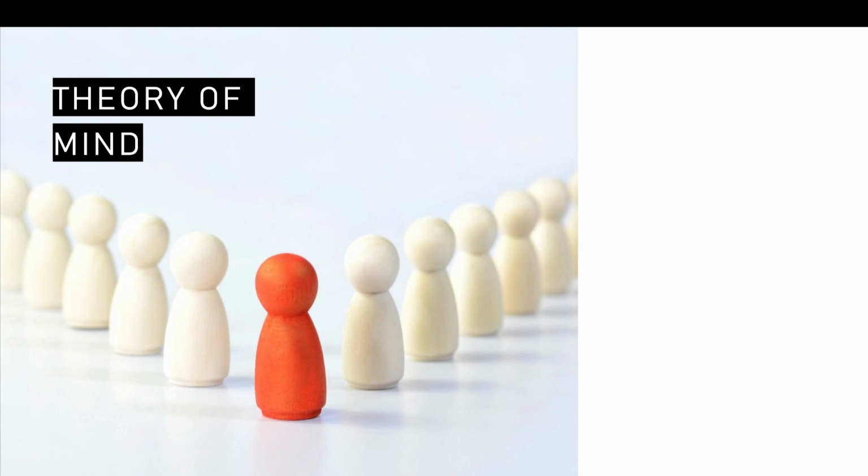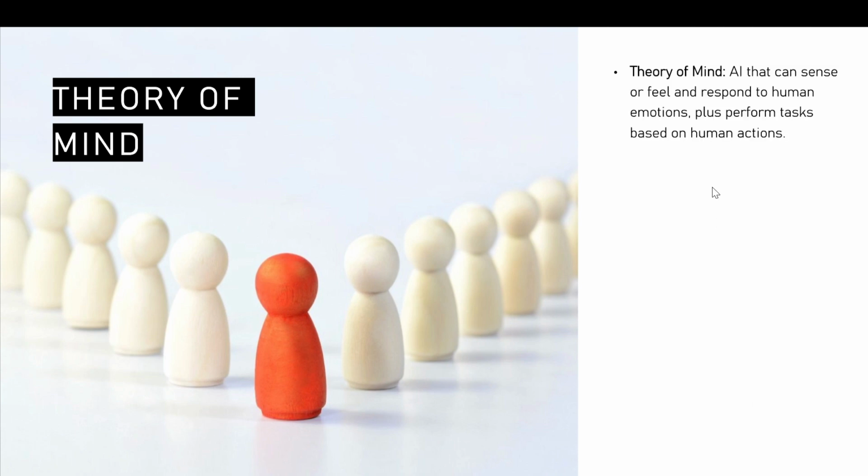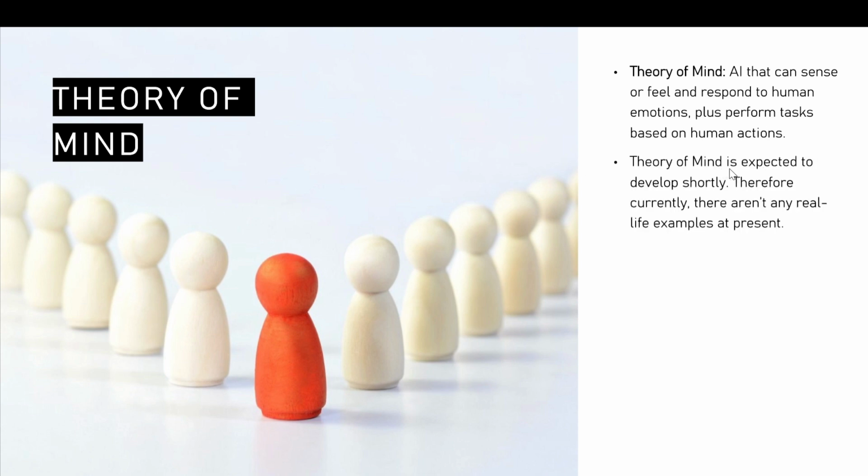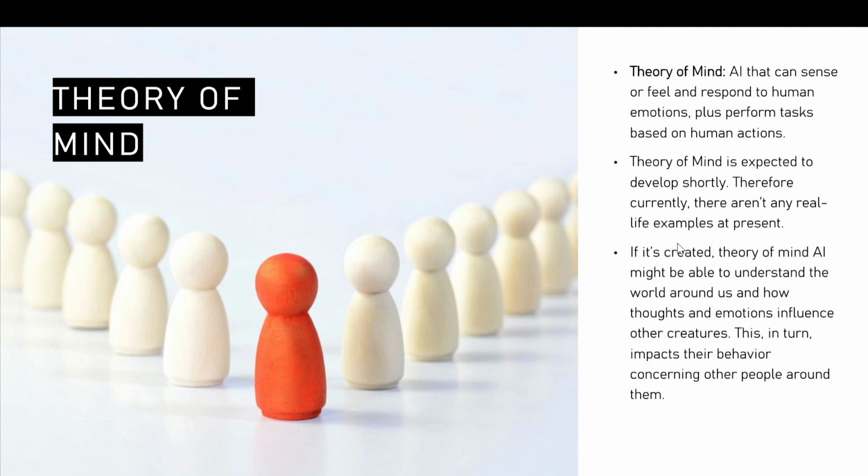Now the next we have is theory of mind, which says AI can sense, feel, and respond to human emotions, plus perform tasks based on human actions. So this is a kind of AI model that is capable of feeling and understanding emotions and can respond based on those emotions. Theory of mind is expected to develop shortly. Therefore, currently there are no real life examples at present.